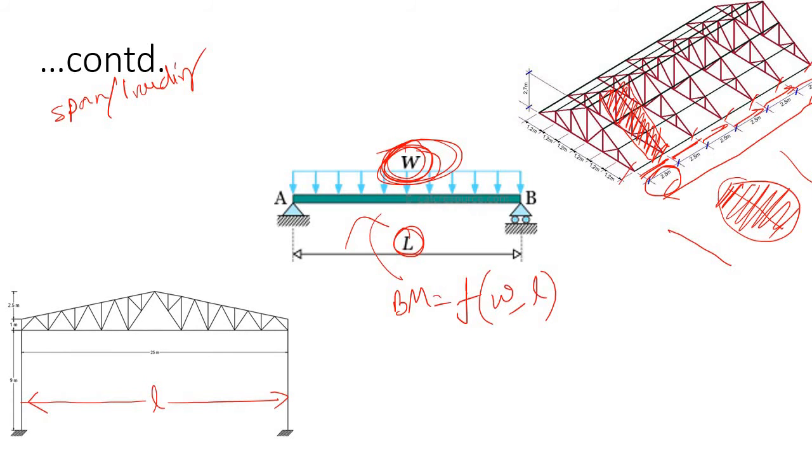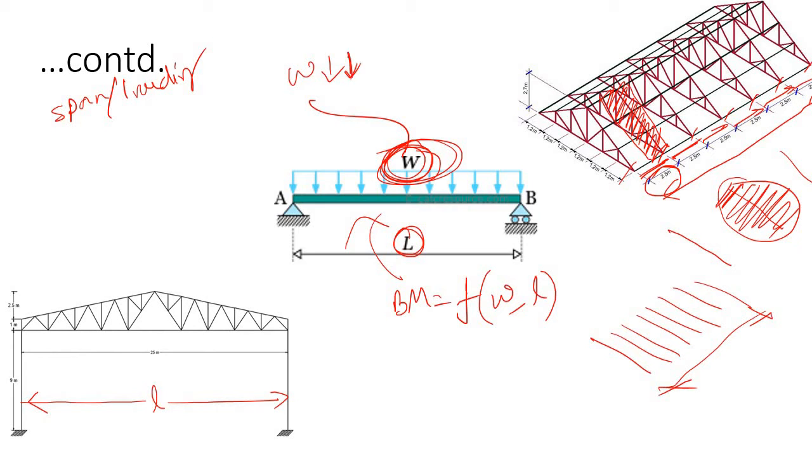Agree? And if you decrease the spacing, or simply put more trusses in a lesser length, what will happen? Simply this UDL will be reduced. In that case, your bending moment will be reduced. So now I think it is clear to you what the effect of span is. This is the span of the truss, and this is the spacing.